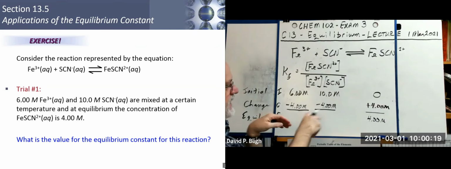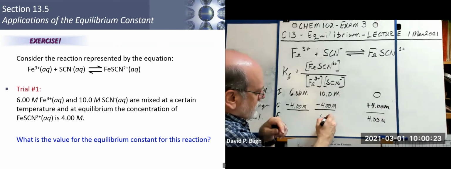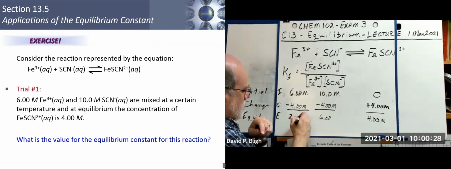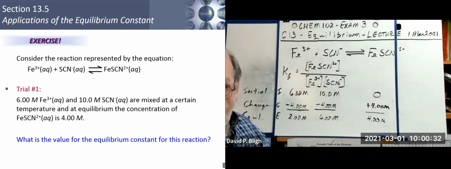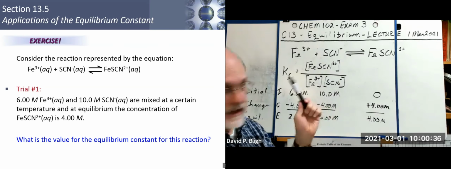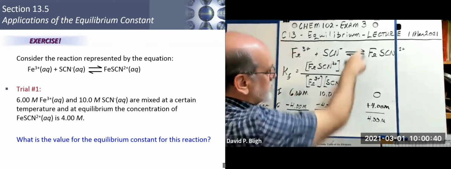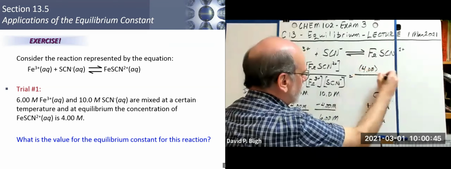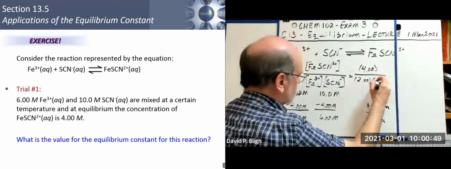Now, what's the equilibrium value for each of these? Well, 4 from 10 is 6, and 4 from 6 is 2. All right, now you've got your equilibrium concentrations, and you can calculate this value. So this value is going to be 4, this value is going to be 2, and this value is going to be 6.